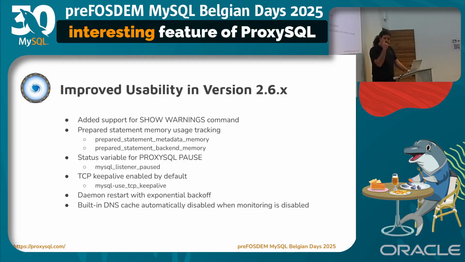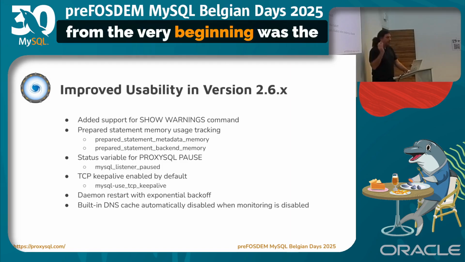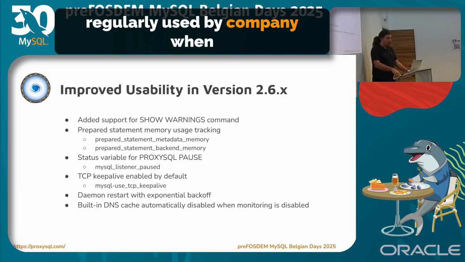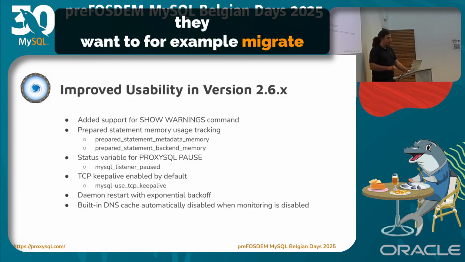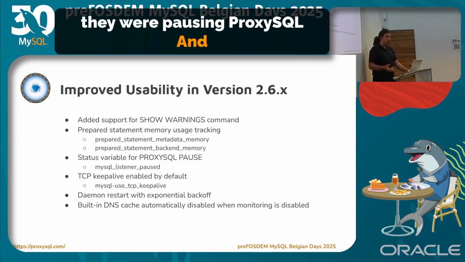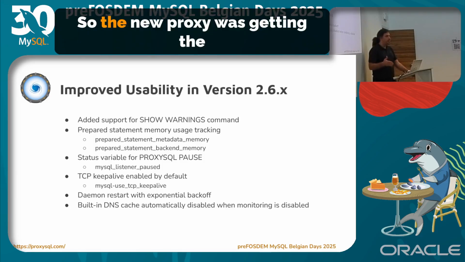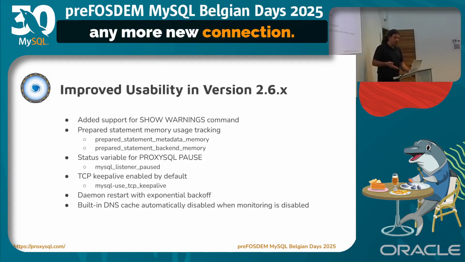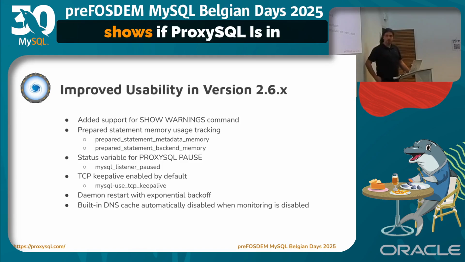Now, another interesting feature of ProxySQL that was there from the very beginning is the ability of pausing it, so the ability of stopping the listener. This was a feature that was regularly used by companies when they want to, for example, migrate from one ProxySQL version to another one. They were pausing ProxySQL and running another one in parallel. So the new proxy was getting the traffic, and the old one was still serving the current connections, but not serving any more new connections. Now we have a variable that shows if ProxySQL is in pause state or not.